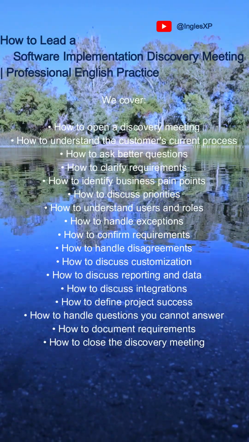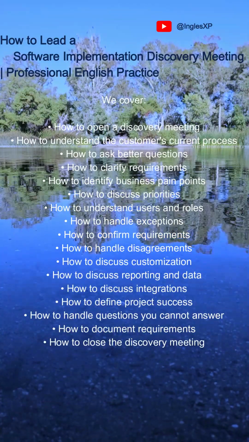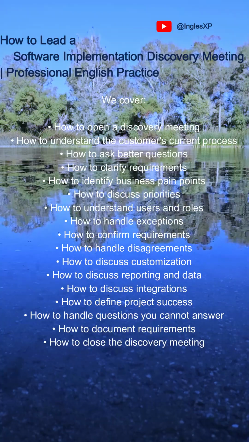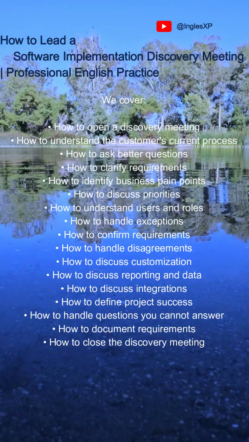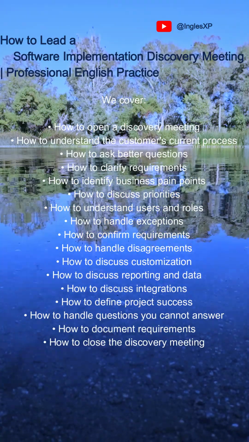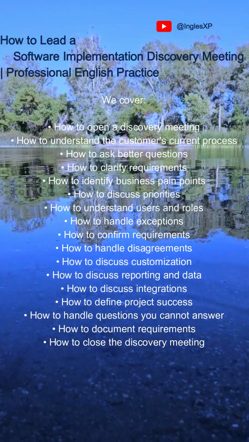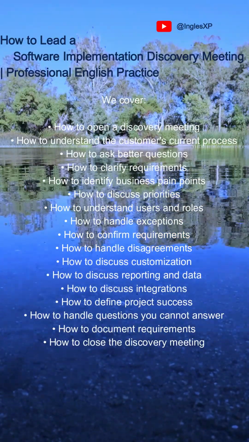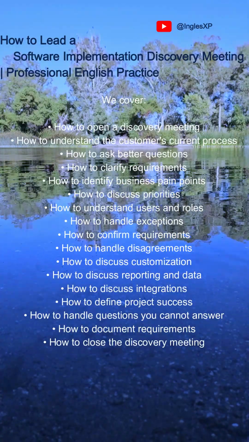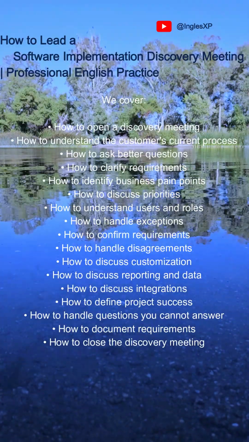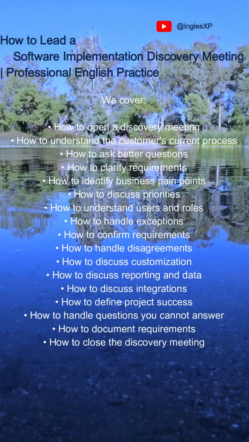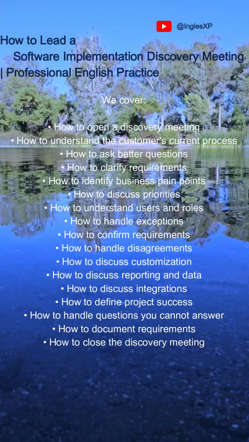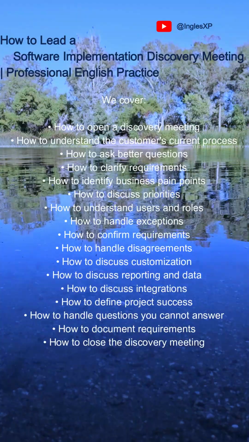Section 11. Handling disagreements. Sometimes people in the meeting disagree. This is normal. For example, the sales manager may want one process while accounting wants another. Your job is not to immediately choose a side. Your job is to understand the reason behind each position. You can say, I understand both perspectives. Let's look at the business need behind each requirement. Or, let's take a step back and understand why each department needs this. You can also ask, what problem are we trying to solve?